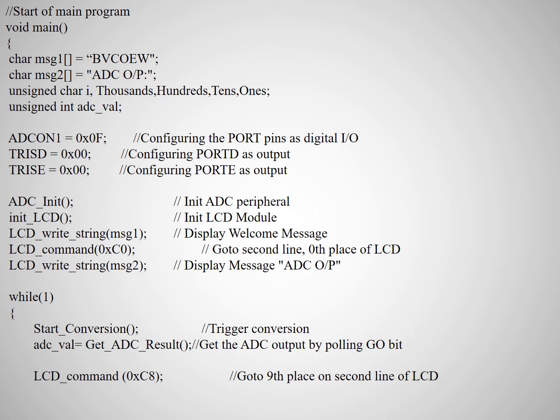Now while(1), the first step is to start the conversion. It will go to the start conversion function. After that, whatever value is written, it will come to your ADC_result. It will get the ADC result, that you have to put in ADC_val, and this should be displayed on the second line after ADC output, at the C8 position.